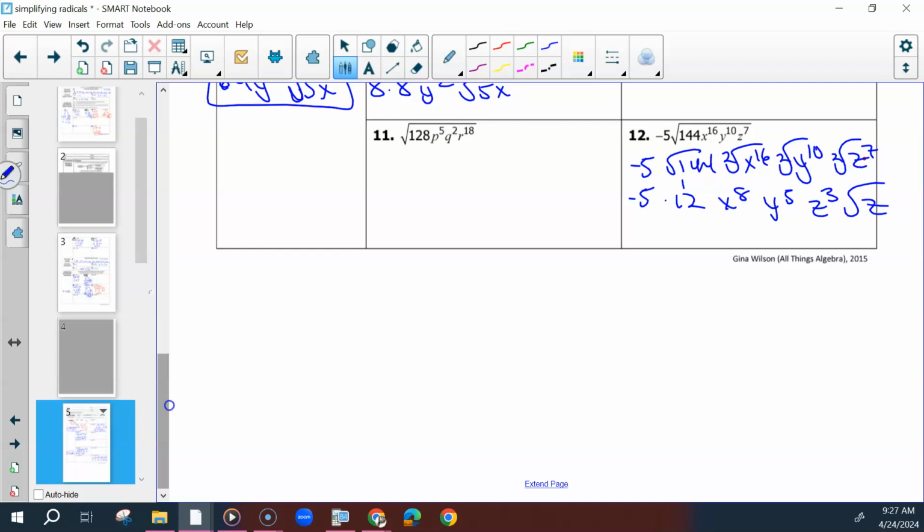Go ahead and multiply negative 5 and 12. Tell me what that final answer would be. Negative 60, x to the 8th, y to the 5th, z to the 3rd, times the square root of z. That whole thing.